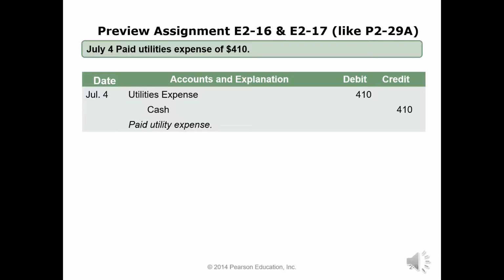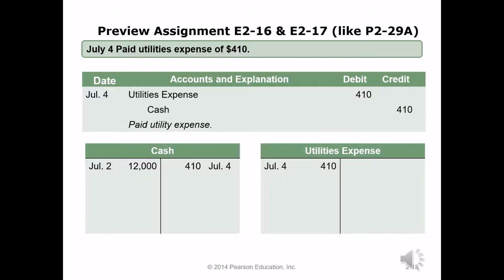Now pause the presentation and post this journal entry to your ledgers or to T accounts. When you post this journal entry to your T accounts, you will now have two transactions in cash, a debit and a credit, and you'll have a debit in utilities expense. If you are running a ledger instead of T accounts, you will need to have a running balance for your cash. That would be your debit balance of $12,000 minus your credit of $410.